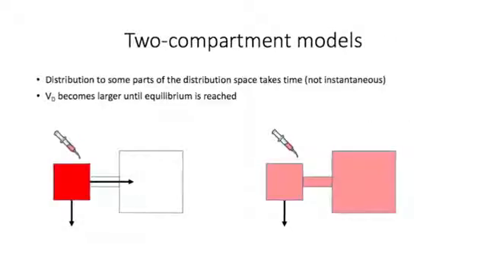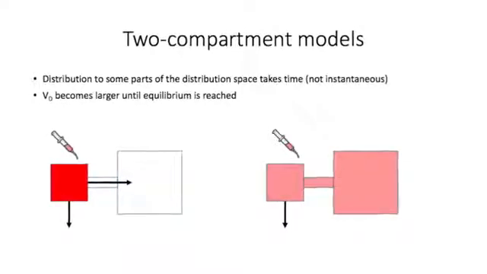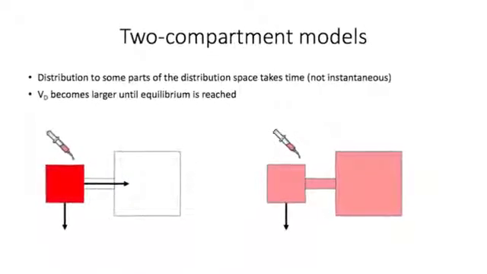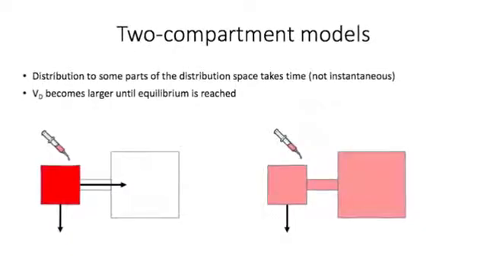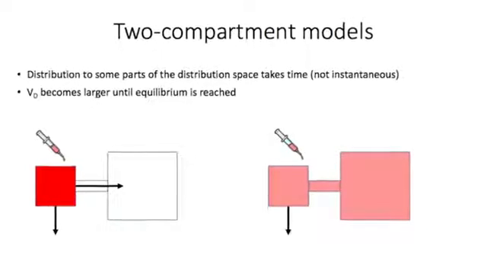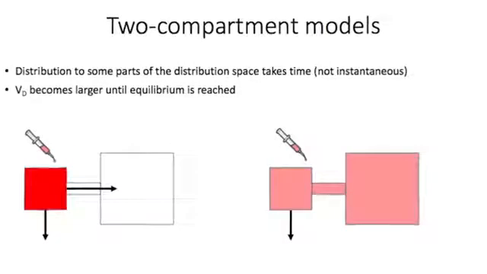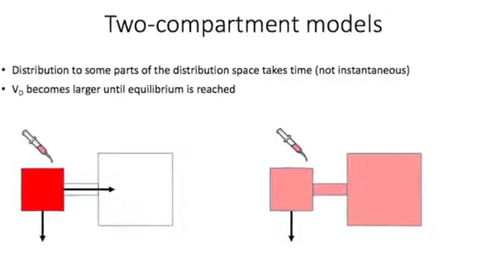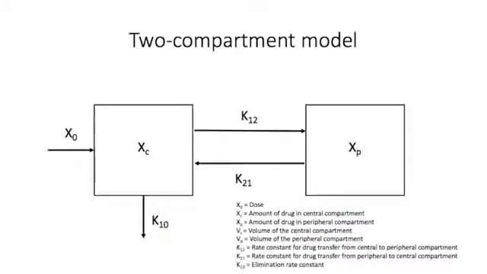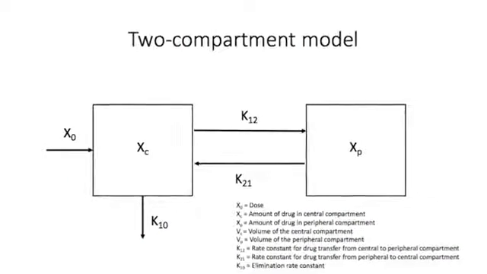In contrast, for drugs that exhibit two-compartment pharmacokinetics, distribution to some of the tissues takes some time. That is, it's not instantaneous. And as a result, the initial volume of distribution is quite small, but it gets larger as the drug distributes further. So here we have a schematic of the two-compartment model with its parameters.